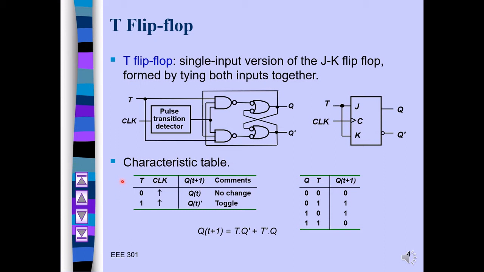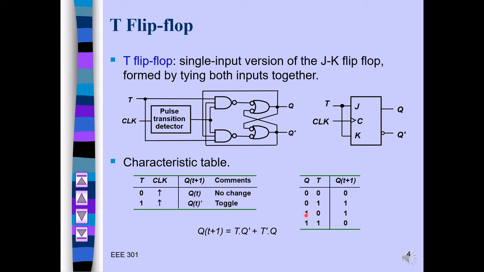For the T flip-flop, the characteristics table will be like this. When there is a clock edge, it could be positive or negative. If T is 0, that means no change. If 1, then toggle. So when 0, no change, and when 1, toggle. Just look here. Q is your present state value, Q(t+1) is your next state value, and for T equal to 0, the output will be 0. When T is 1, it means toggle, so the previous value was 0 and it becomes 1.